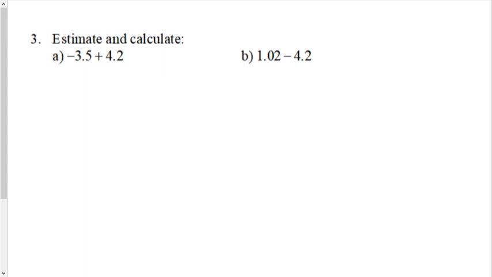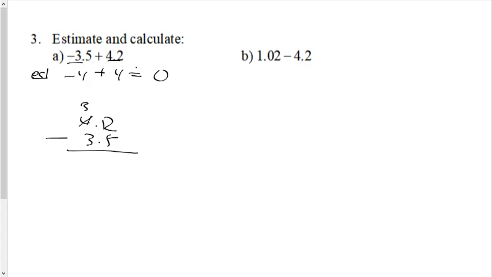Question 3, estimate and calculate. So for estimation, we're going to round our estimation. I'm going to say -4 plus 4. My estimation is going to be 0. My calculation, what do I have more of, positives or negatives? How many more is going to be the difference between my positives and my negatives? I'm going to subtract to find out how many more. Borrow. I get 7. I get 0. I have 0.7 more positives, and therefore, my actual answer, my calculation, is positive 0.7.